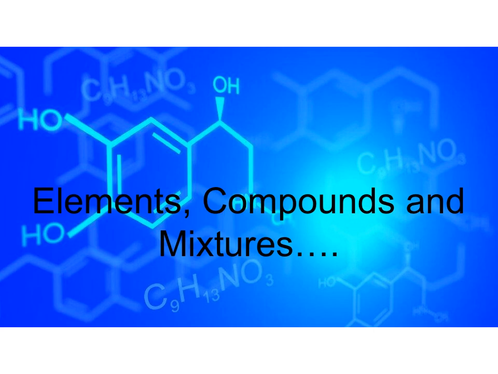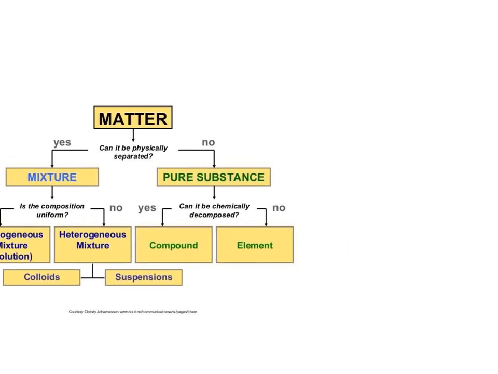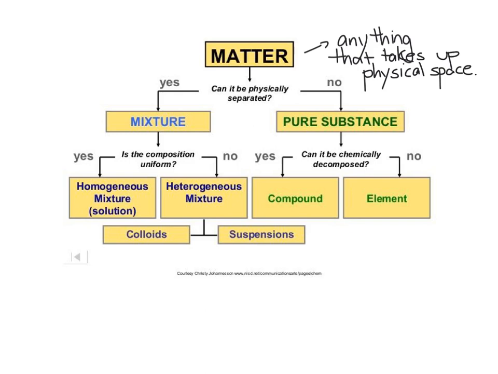the difference between an element, a compound and a mixture. Take some notes using the following flowchart as a basis. So we've got matter, okay? Chemistry is made up of matter. Matter is really anything that takes up physical space. As you remember, matter is anything that takes up physical space.